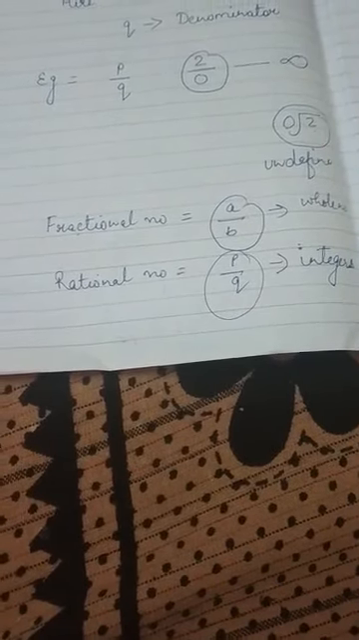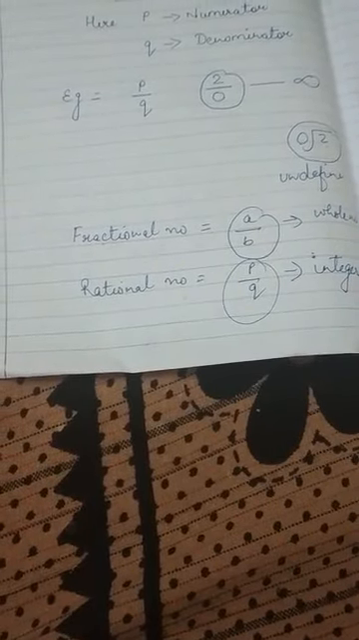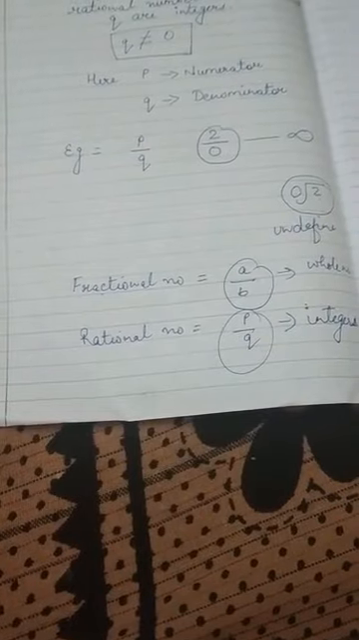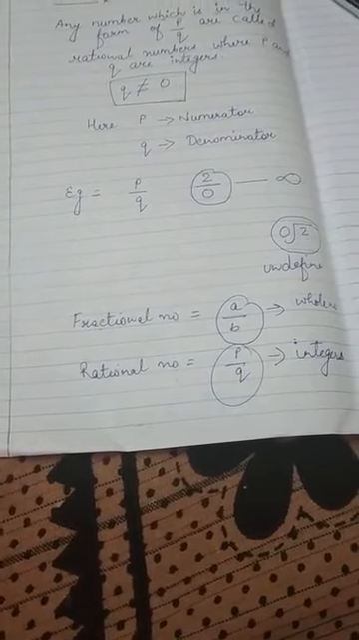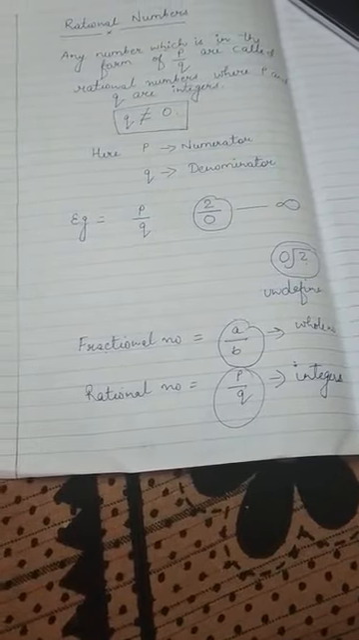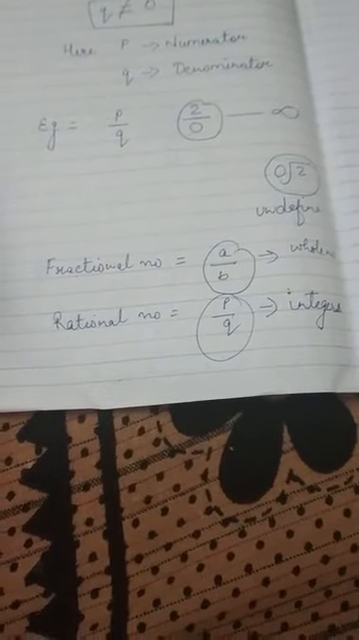Now students, you must be thinking that, ma'am, what is the difference between fractional number and rational number? The difference is that fractional numbers are represented in the form of A upon B, where A and B are what? Whole numbers, whereas rational numbers are represented in the form of P upon Q, where P and Q are integers. Now we understood that whole numbers consist of positive values, whereas integers consist of positive as well as negative values.